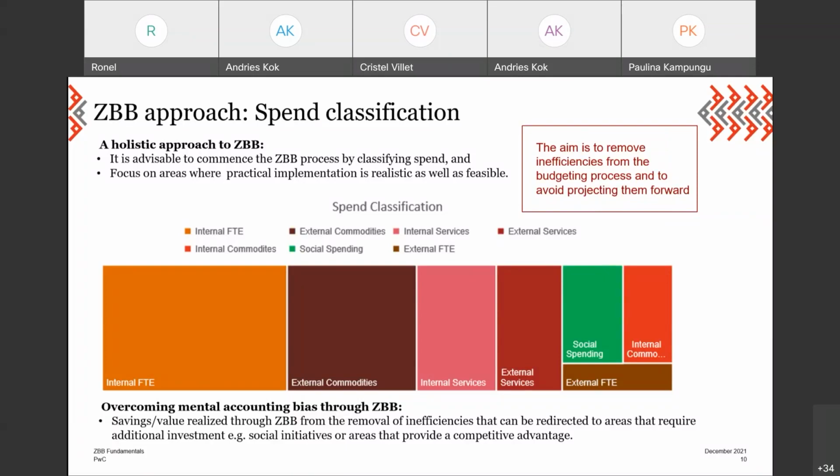So if you broke your spend into these buckets and ask yourself which areas you want to invest in, which areas you want to zero base, but very importantly, which areas will receive some sort of opposition or will not receive buy-in. Some companies, or for example a government, may not be able to touch internal FTE from a ZBB perspective, in which case it would be advisable not to start there, because you want to get some momentum and you need buy-in from key stakeholders.